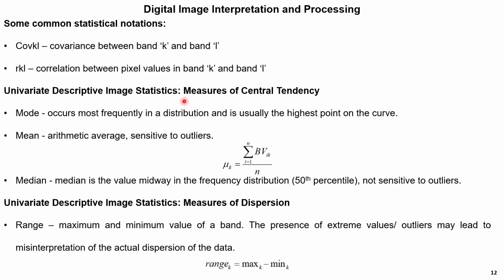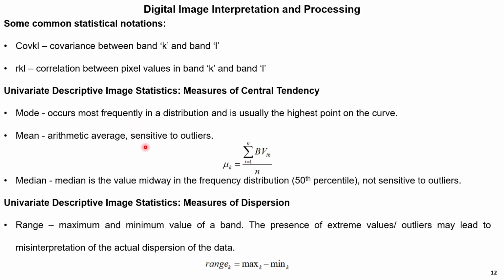Okay. So we'll go to the univariate statistics. So first is the measure of central tendency. So we have the first thing, mode. I think everyone knows what is mode, which is whichever digital number is having the most frequency, that is the mode of the particular image.